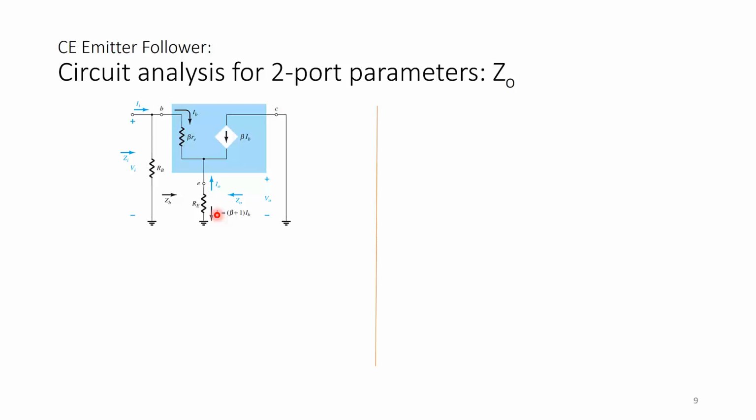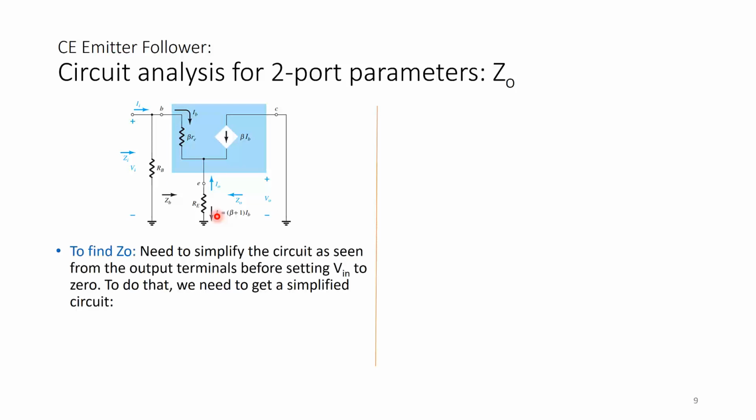In order to do that, we need to get a simplified circuit by looking at IB equal to Vin over ZB. Remember, this came from the previous slide. IB is equal to Vin over ZB, and we would like to express this in terms of IE. So IE is equal to beta plus 1 IB, which is going to be beta plus 1 Vin over ZB, because IB is Vin over ZB.